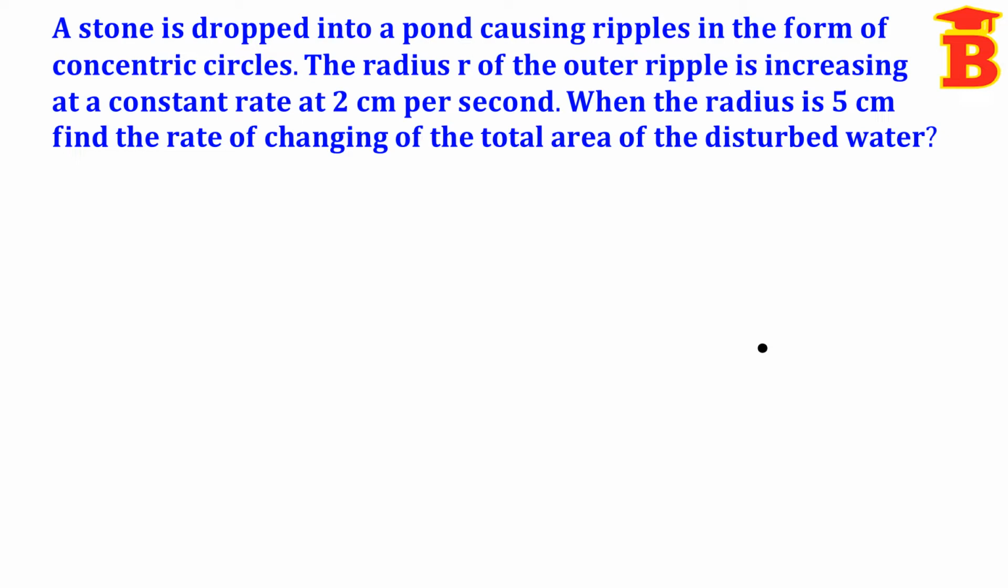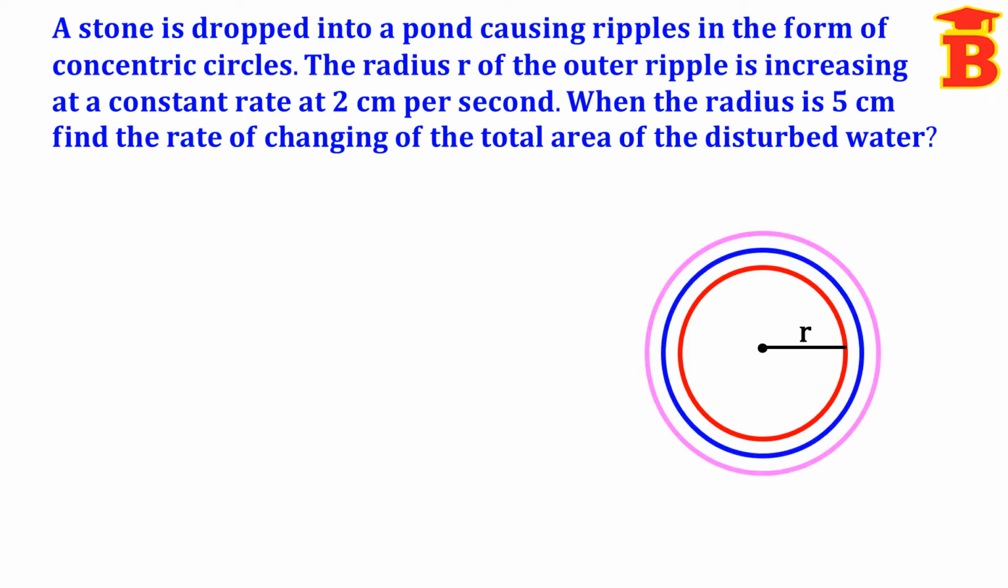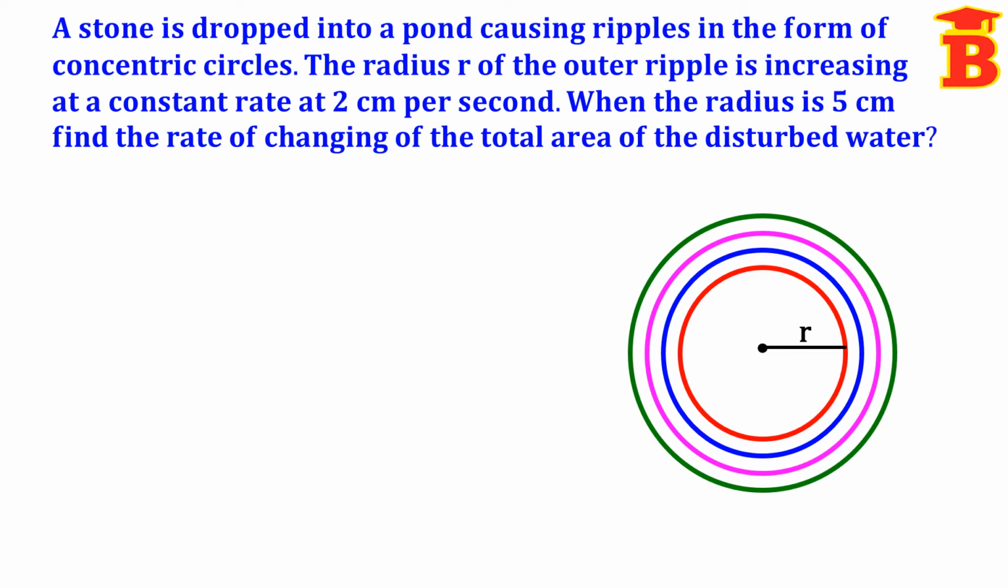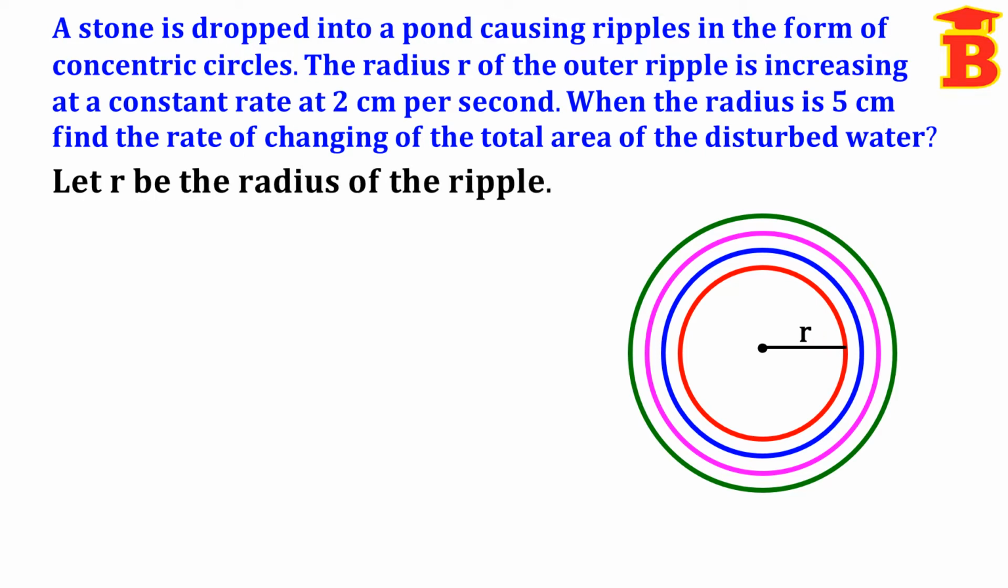Stone is dropped here. Take this point as the stone. We get concentric circles like this. The radius is r. These are the concentric circles. Given the ripples in the form of concentric circles, the point where we drop the stone is the center of the circle, and let us take the radius as r. So let r be the radius of the ripple.